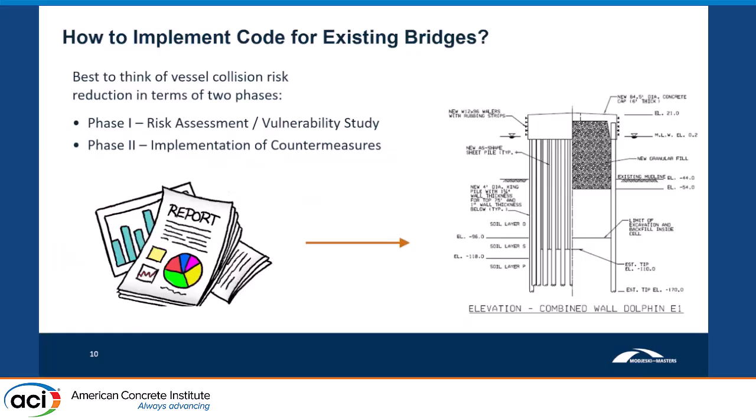And so how to implement the code for existing bridges? We would start with phase 1, which involves a risk assessment and vulnerability study of the existing infrastructure. And then phase 2 would be, if needed, to implement countermeasures.